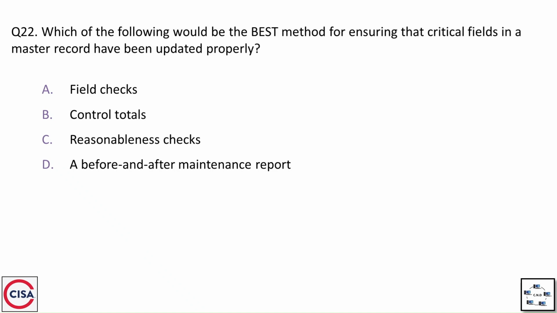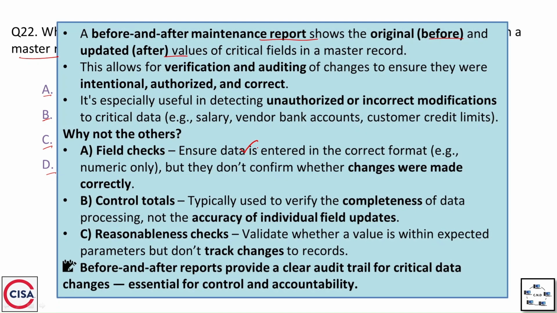Question number 22, which of the following would be the best method for ensuring that critical fields in a master record have been updated properly? Option A, field checks. Option B, control totals. Option C, reasonableness checks. And option D, a before and after maintenance report. And the correct option is option D, a before and after maintenance report.